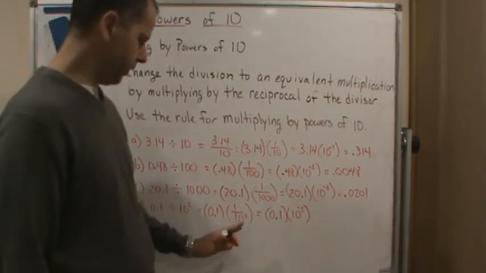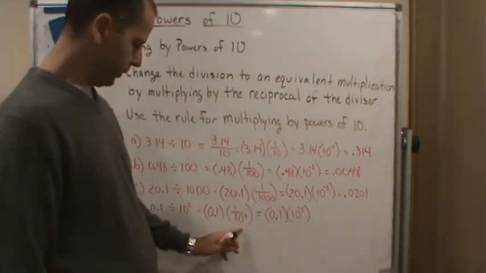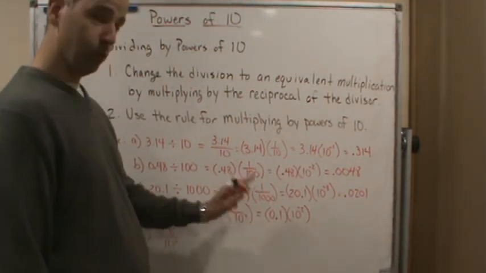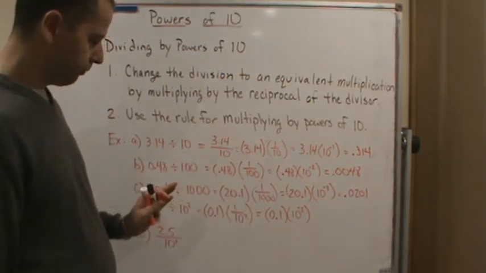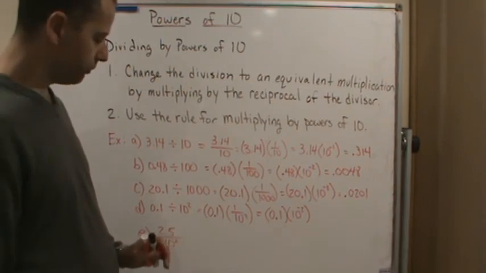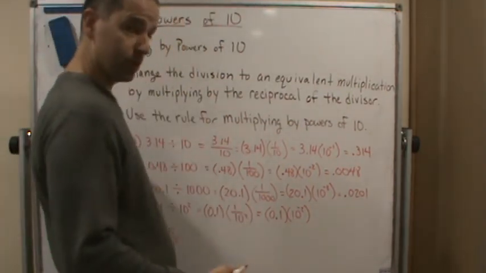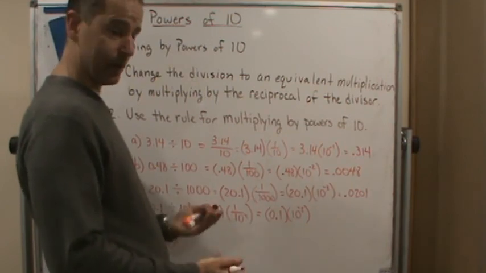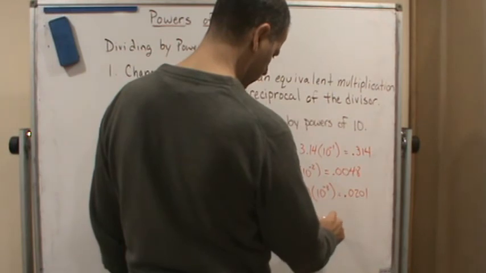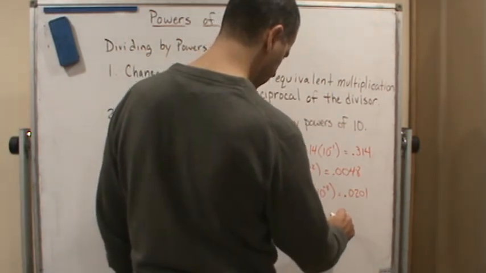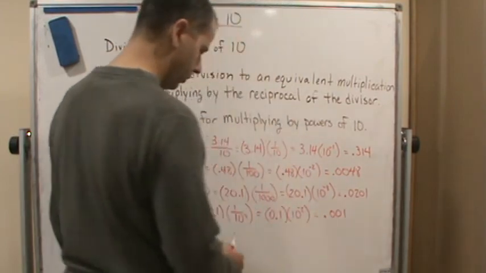So again, this is a little bit of review, because remember when we divided by powers of 10, we moved the decimal point to the left. We multiply by powers of 10, we move the decimal point to the right. So again, now all we're doing is equating with negative and positive exponents of 10, right? So this is going to equal 0.001.